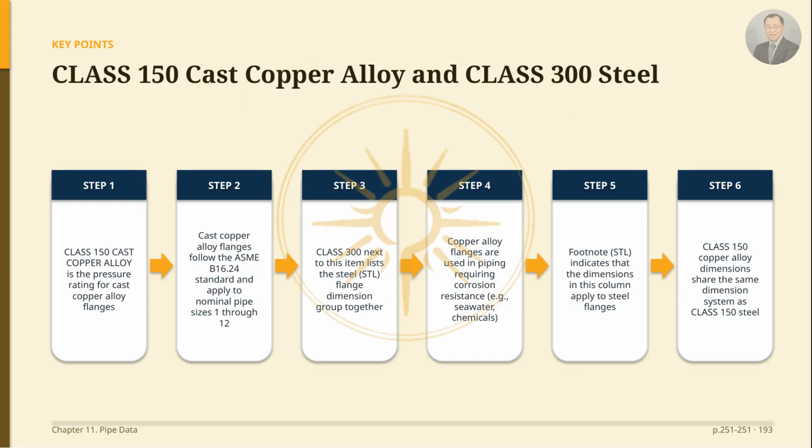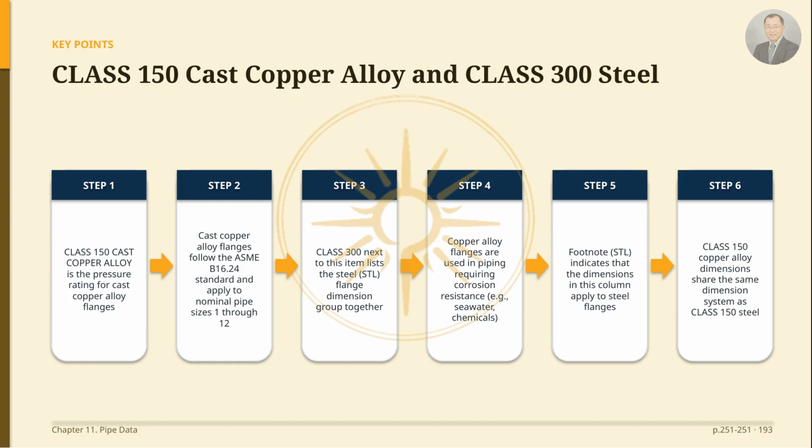This slide is a reference table summarizing the dimensional standards for class 150 cast copper alloy and class 300 steel flanges. The key point is that cast copper alloy flanges follow the ASME B16.24 standard and apply to nominal pipe sizes from 1 to 12. For example, these standards are applied when designing seawater or chemical piping where corrosion resistance is critical.